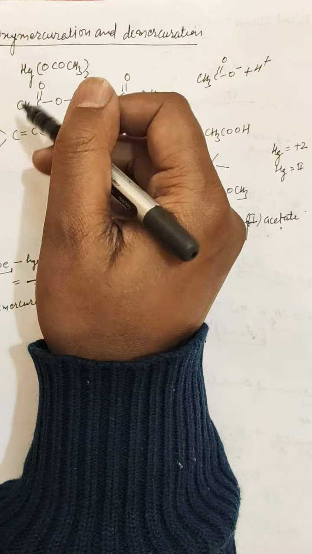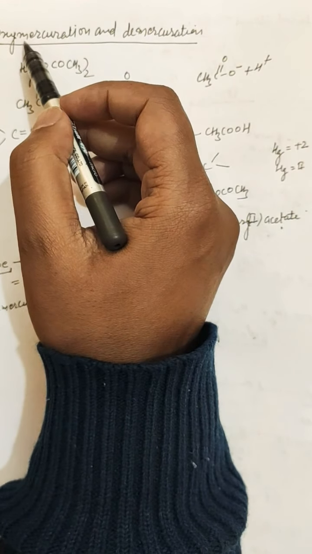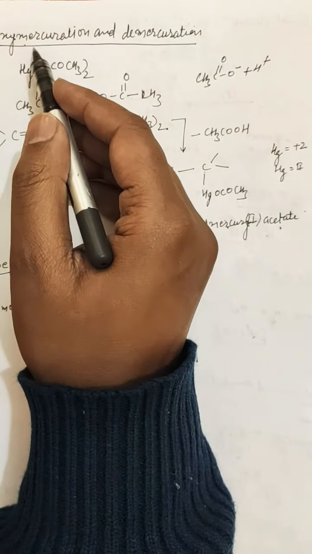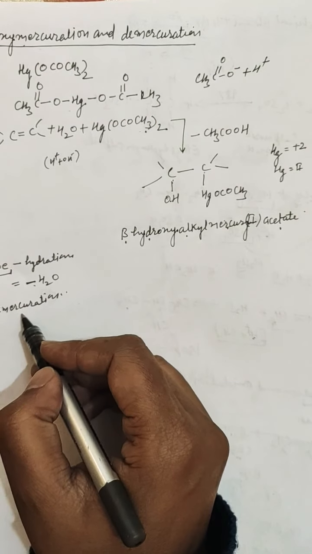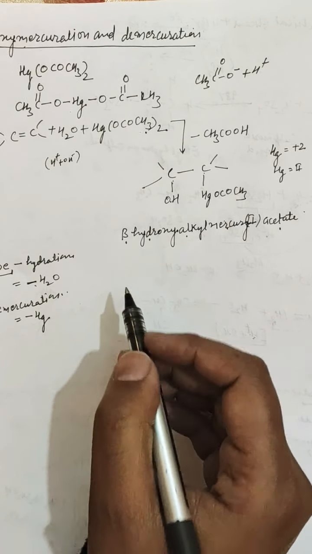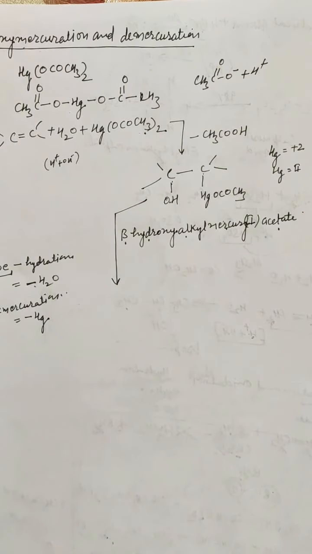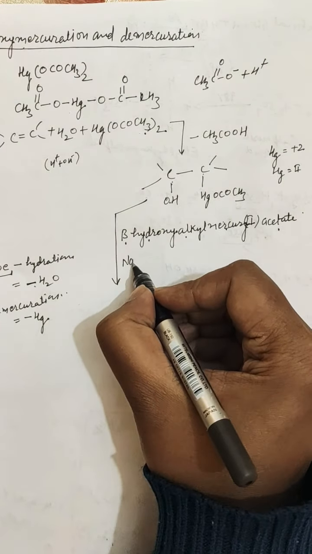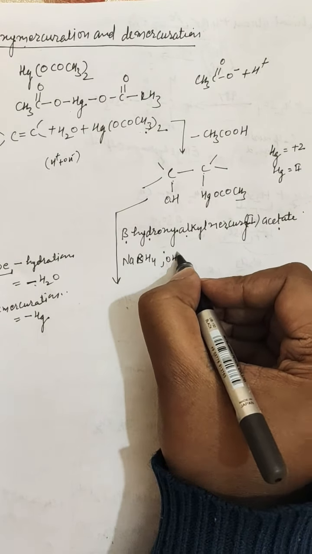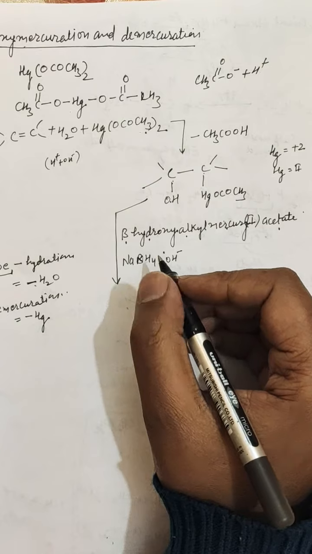Oxymercuration, as I told you yesterday, like hydration or halogenation, there was a direct addition of that entity to the substrate. So here was the addition of mercury, because this is oxymercuration. Further in demercuration, there is the removal of mercury from the substrate. So this beta hydroxy alkyl mercury 2 acetate undergoes demercuration in the presence of sodium borohydride NaBH4 and hydroxyl anion, basic solution of sodium borohydride.